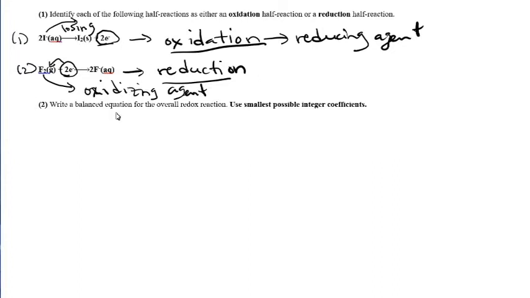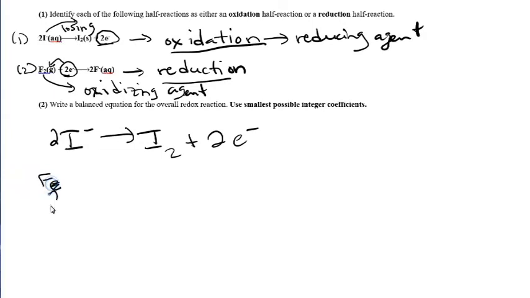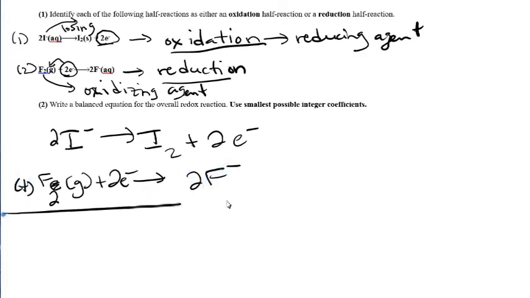Now for part 2, it says write a balanced equation for the overall redox reaction and use the smallest possible integer coefficients. So all you have to do is take these half reactions and add them together, assuming that you have an equal number of electrons. So you have 2 electrons on both half reactions. And you're going to add these reactions essentially.